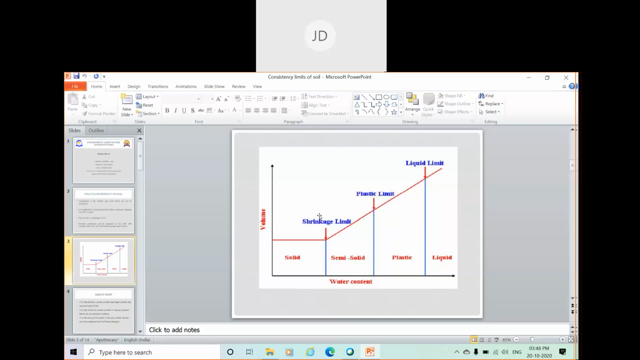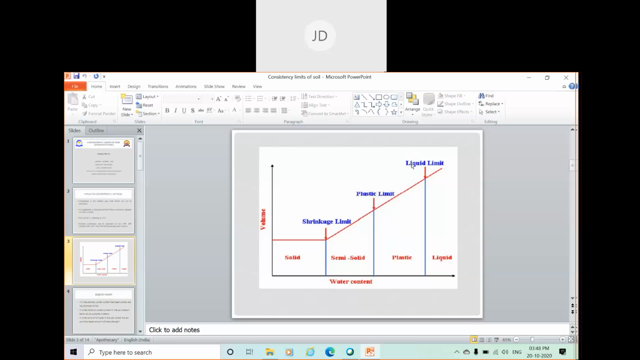And here we already discussed that there are three limits of water content: liquid limit, plastic limit, and shrinkage limit. In the last class we discussed the liquid limit and plastic limit.